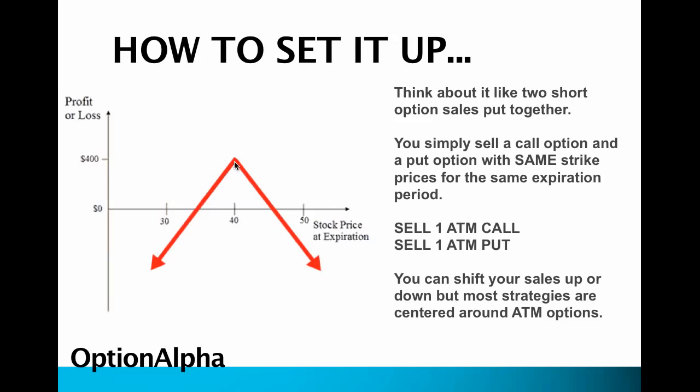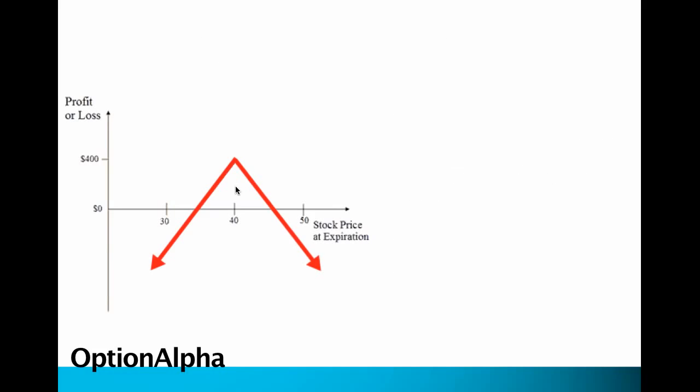Now to learn more about option payoff diagrams, just watch one of our other video tutorials. Now you can shift your sales up or down, but most strategies are centered at the money. Like you can shift these strategies to the right or to the left. You can shift them up towards 50 or down towards 30. But really, if you want the stock to trade virtually flat or no movement at all, you're going to center it right around where the stock is trading right now. That's going to be your biggest area of profit potential.